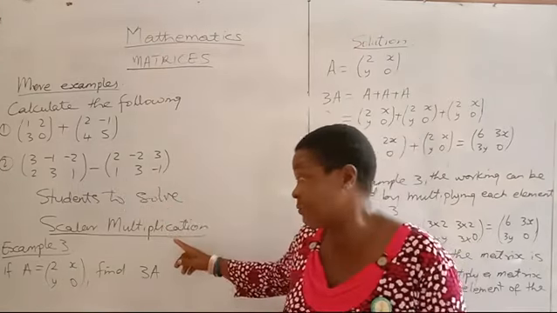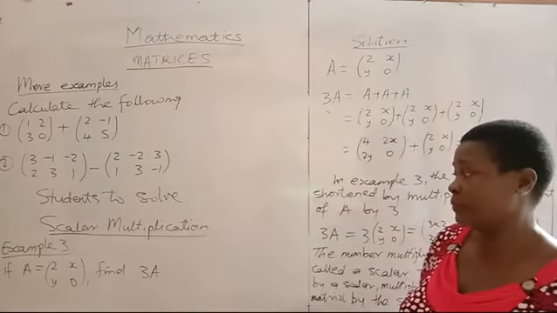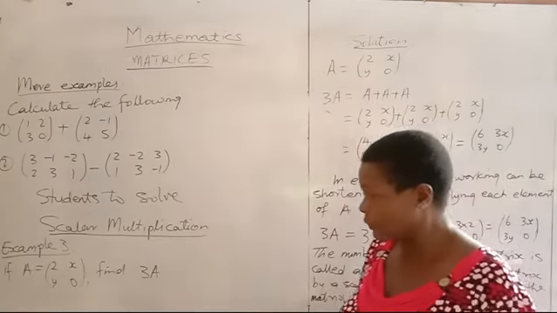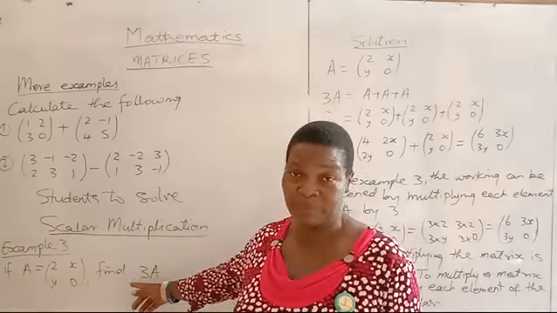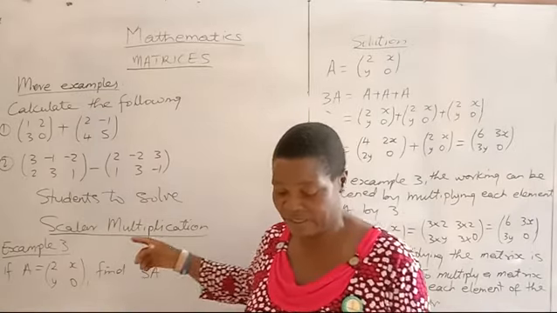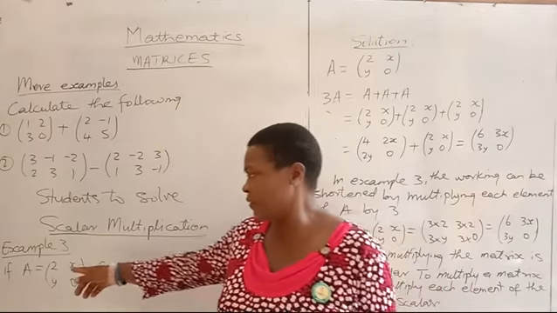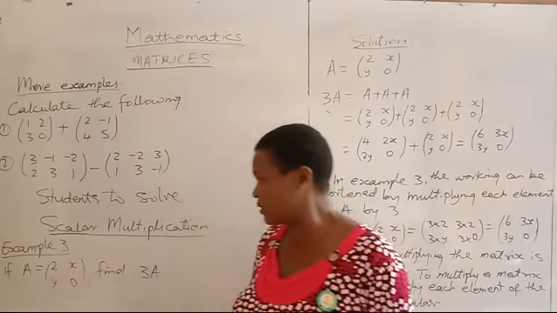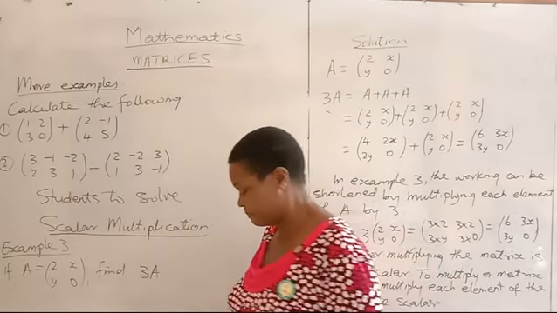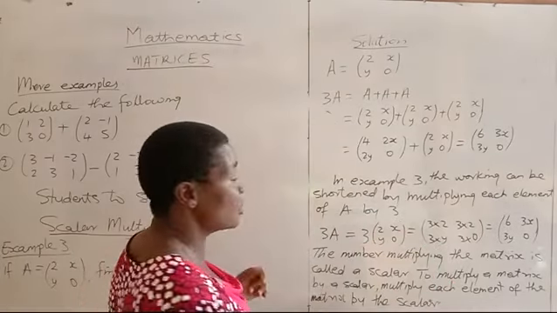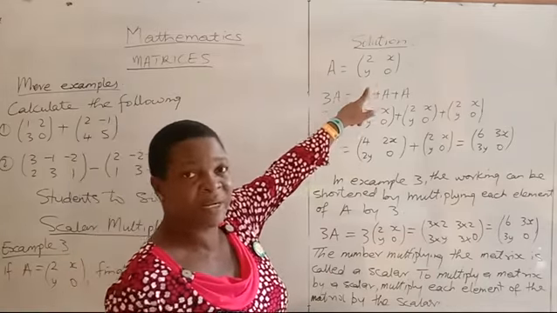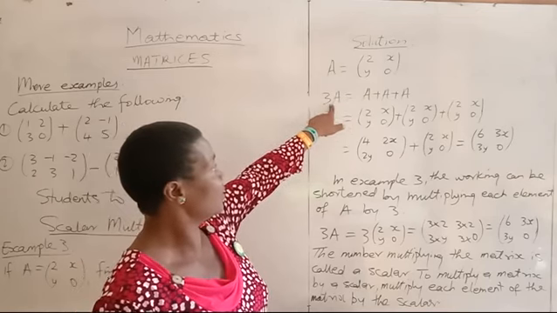We now look at scalar multiplication of matrices. Example. As we look at this example on the board, the term scalar will be explained. If matrix A equals this stuff, find 3A. Solution. This is the given matrix in the question, 3A.